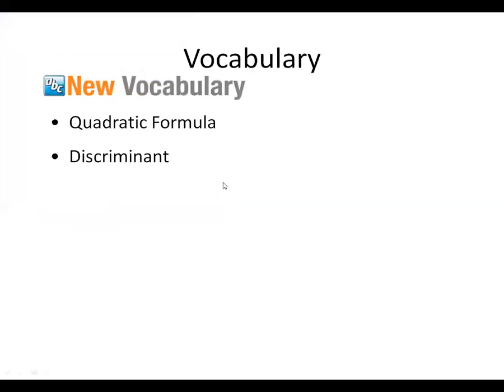All right, so let's get started on the vocabulary first. Like I said, quadratic formula and something called the discriminant, and we'll talk about that in the second video. So the quadratic formula: completing the square on the quadratic equation ax squared plus bx plus c equals 0, using a, b, and c instead of actual numbers, will produce a formula that allows you to find the solutions of any quadratic equation.